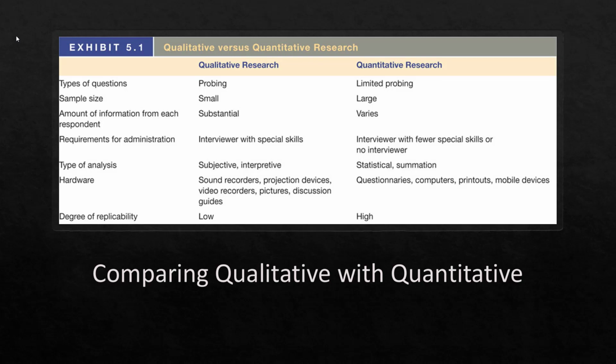Last but not least is the degree of replicability. Now, for qualitative research, it's very difficult to replicate the results from one focus group to another, because even if you use the same moderator, different groups may come up with different ideas and different conclusions. On the other hand, for quantitative research, it's highly likely that you can replicate the results. Let's say you survey the college students at Cal State Fullerton, and you do it today versus tomorrow. The samples are different, but the results will be very similar.